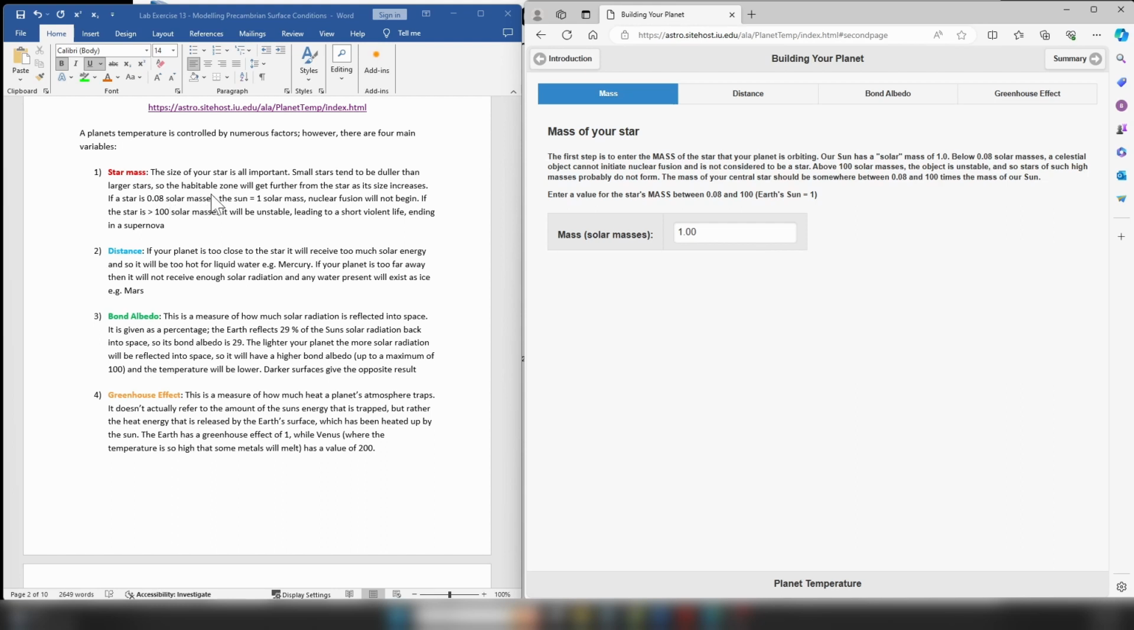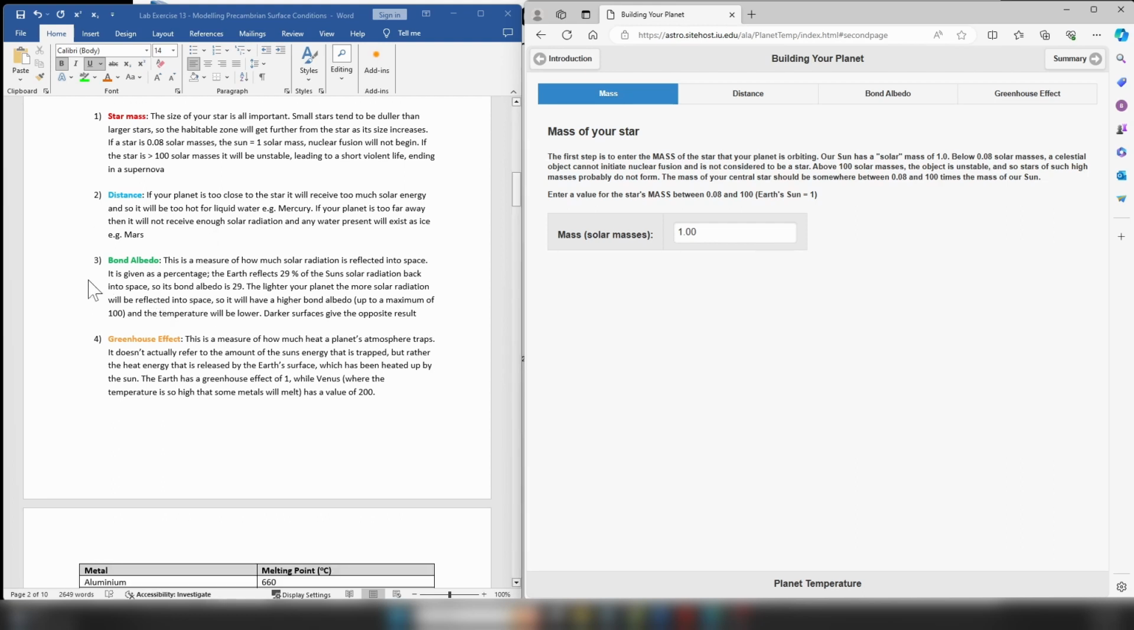And for the majority of this lab assignment, we're going to simply be using a star mass of 1, because we're dealing with our sun, which has a solar mass of 1. Okay, so our next variable is distance. Obviously, the closer your planet is to the parent star, the more solar radiation it's going to receive, and therefore the higher the temperature will be. And so we see this: the side of Mercury that's facing the sun gets extraordinarily hot, whereas a planet like Mars, which is much further away from the sun, receives far less solar radiation and is, comparatively speaking, a lot colder. So that one's not really too surprising.